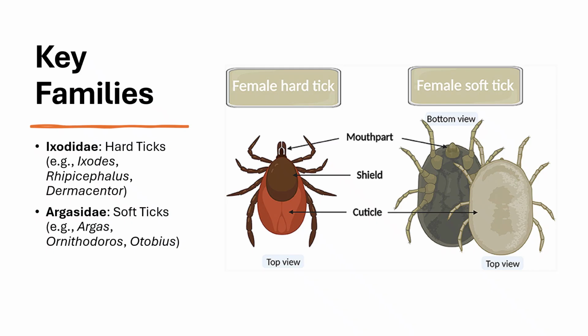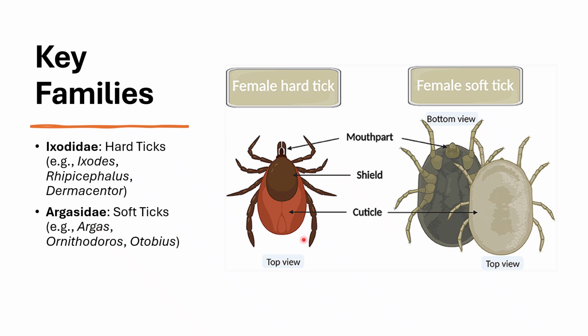The key families of ticks include the hard ticks and the soft ticks. So the hard ticks belong to the Ixodidae family, while the soft ticks belong to the Argasidae family. Examples of hard ticks include Ixodes, Rhipicephalus, and Dermacentor. Examples of soft ticks include Argas, Ornithodoros, and Otobius.